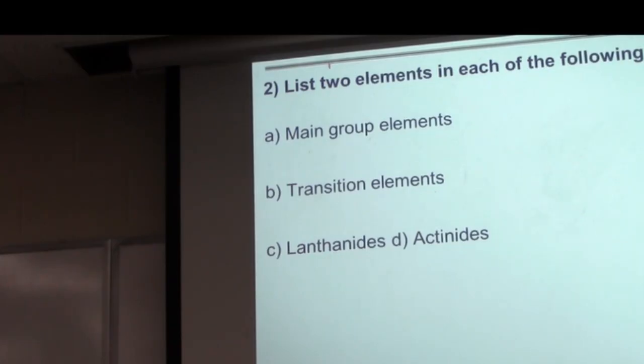Transition element. One in the middle, it could be chromium, it could be copper, it could be rhodium, RH, molybdenum, MO, niobium, NB. All right. Lanthanide: cerium, samarium, europium. Actinide: thorium, berkelium, nobelium, lawrencium, right?